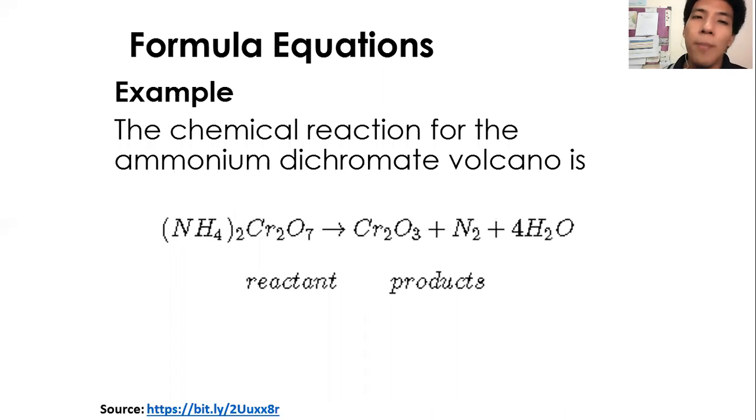Okay? So for example, the chemical reaction for the ammonium dichromate volcano is: you have (NH4)2Cr2O7 to emphasize that this is ammonium dichromate. Then we put an arrow, which leads us to the next part of the equation, which is the products. We have Cr2O3, chromium(III) oxide, nitrogen, and then 4H2O, which is the water.